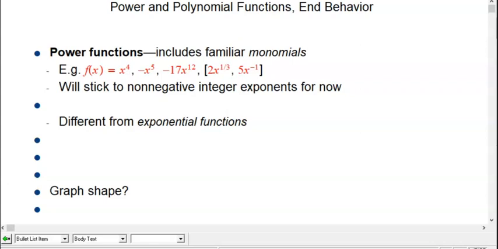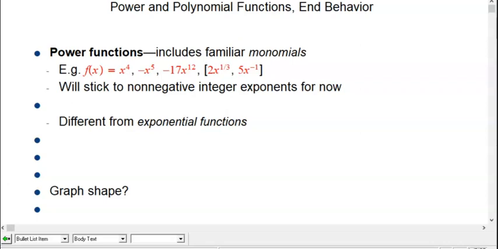So we're going to finish the semester with just a tour through really useful functions. We've seen a few of these before, but we're going to go into some more detail. And right now we're going to talk about power functions.